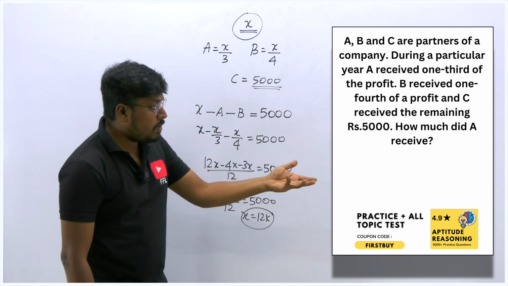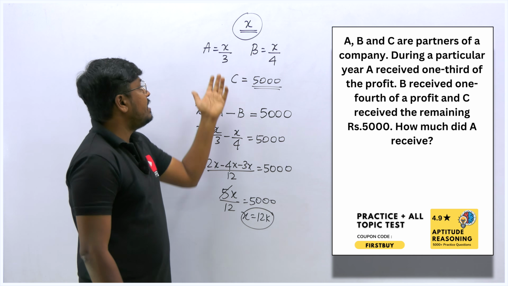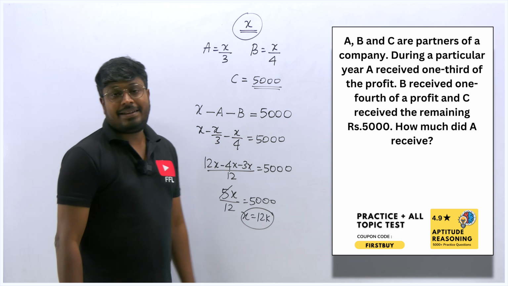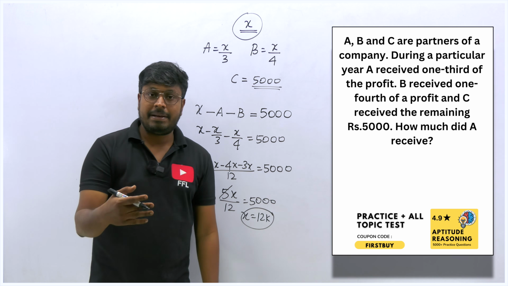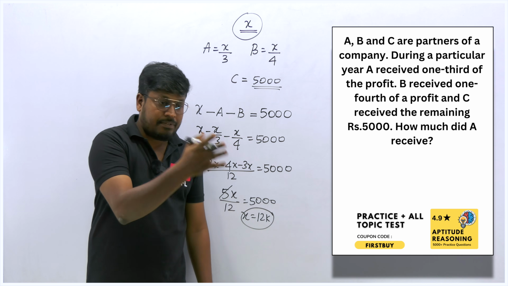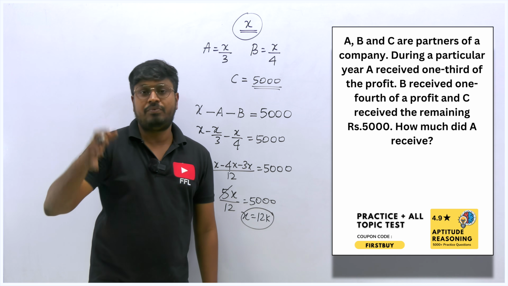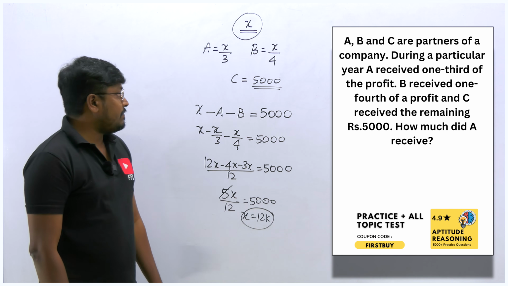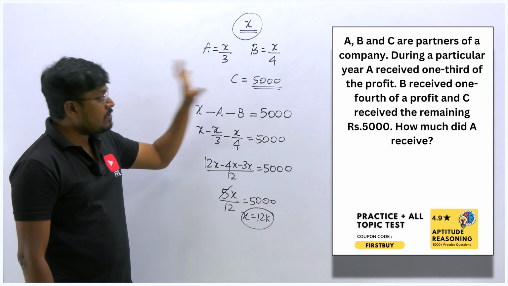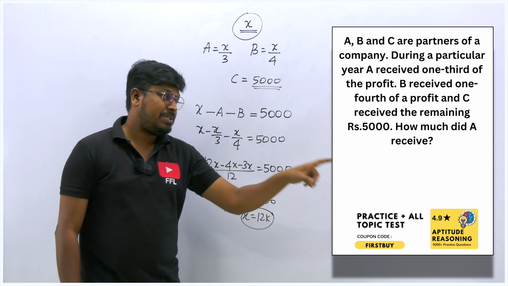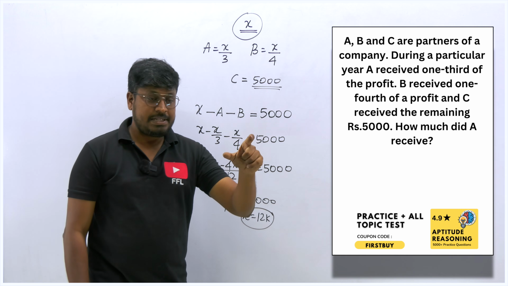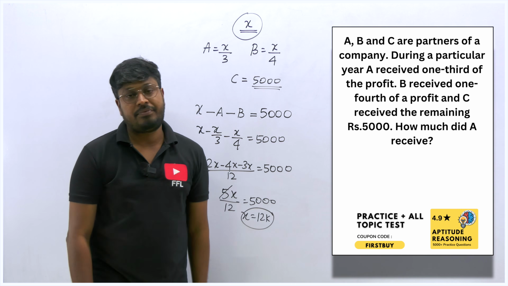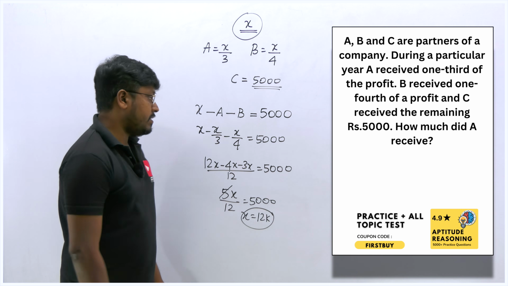Now according to the question, how much did A receive? A is X by 3. Already we got X equal to 12,000. 12,000 divided by 3 will be 4,000. Similarly we can find for B as well as for C, so finding all three is easy. But this concept you can see more in partnership as well as in many prelims exam based questions. So which is the answer for this question?